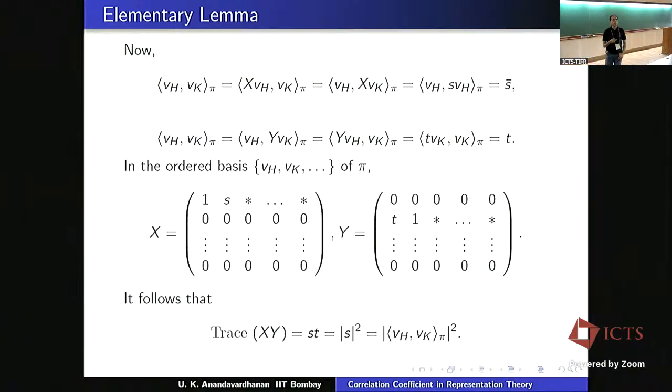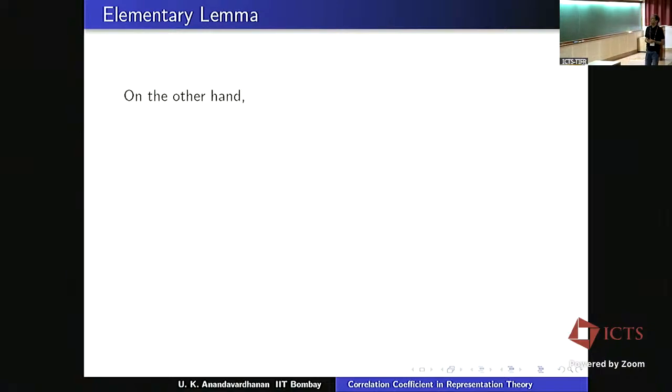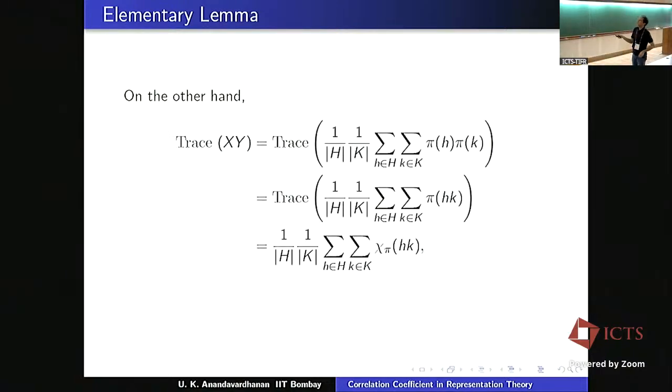So on the one hand, you got the trace of XY. The correlation coefficient is nothing but: take the projection to the H-invariant vectors, take the projection to the K-invariant vectors, compose them, and take the trace. That is the correlation coefficient in general. On the other hand, the trace of XY is, with X and Y explicit, the H average and K average, so you compose and take the trace. But pi of h times pi of k is pi of hk, and the trace of pi of hk is what we call the character of the representation.